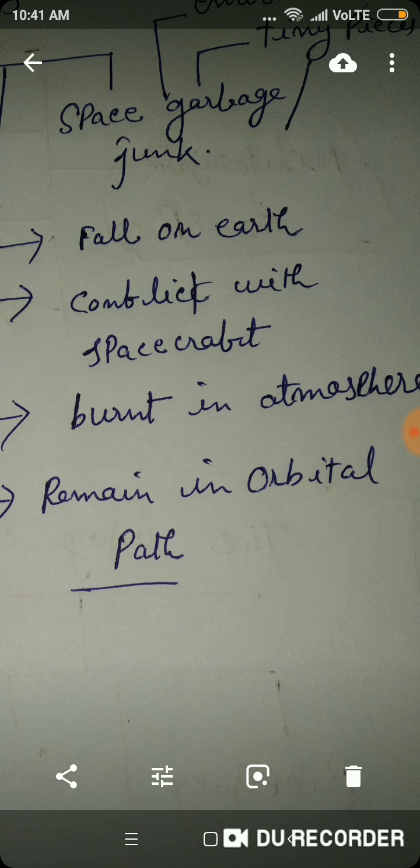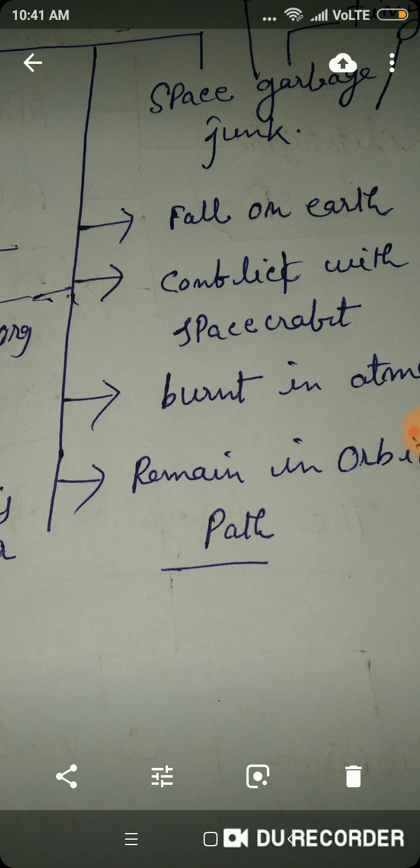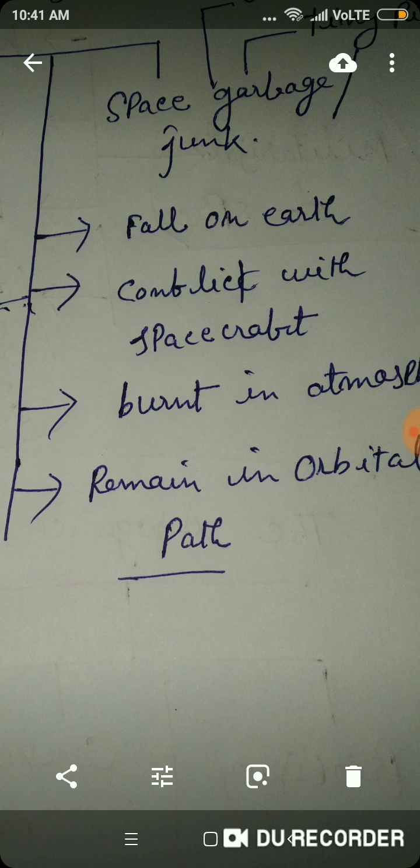Sometimes it burns in the atmosphere, and sometimes it remains in the orbital path. Remaining in the orbital path is very dangerous. You would not believe at what speed the tiny particles of space debris that remain in the orbital path travel around in space.